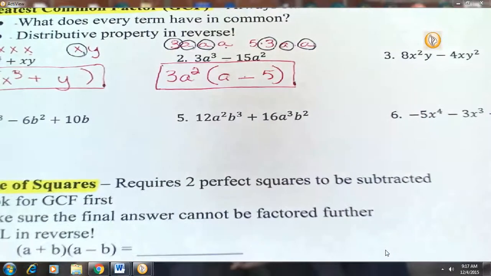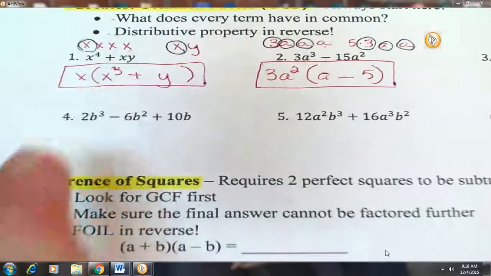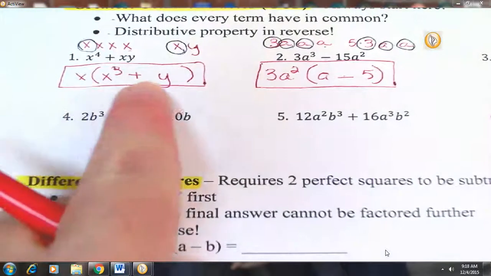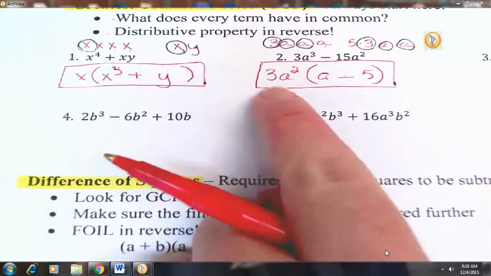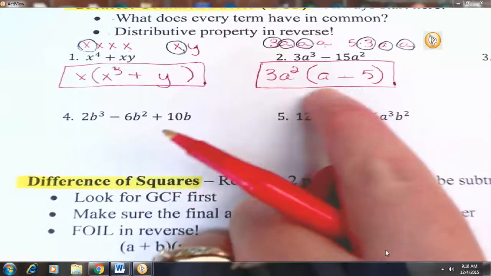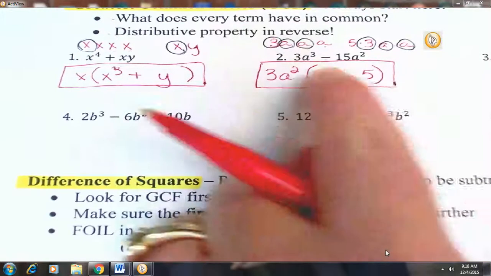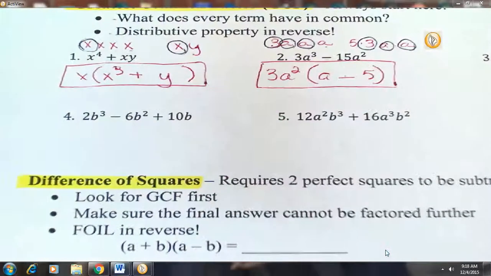When we do the greatest common factor method, it's the reverse of the distributive property. Usually we have a problem that looks like this and we're asked to simplify by distributing, aren't we? It's just reverse. Same thing here. I could distribute that 3a squared. If I distribute 3a squared, it should give me the original problem that I started with.